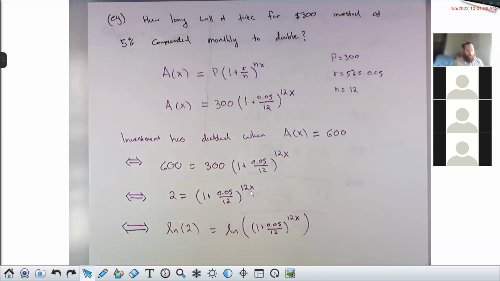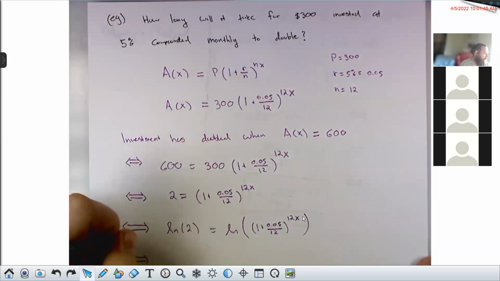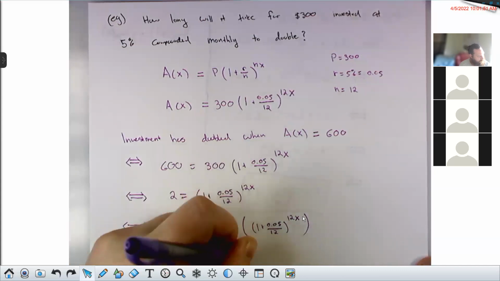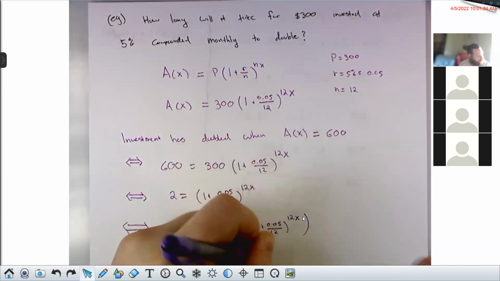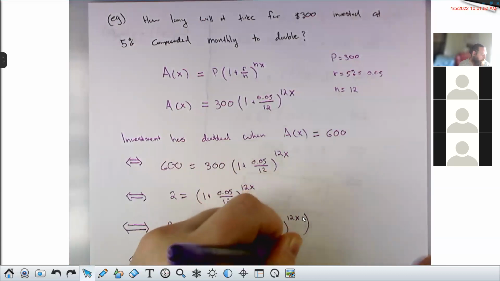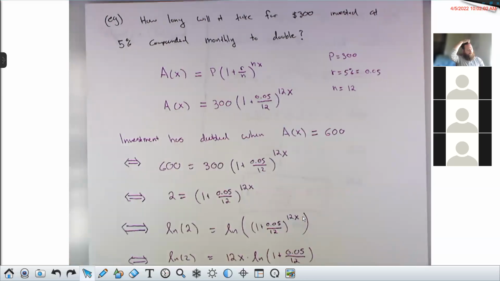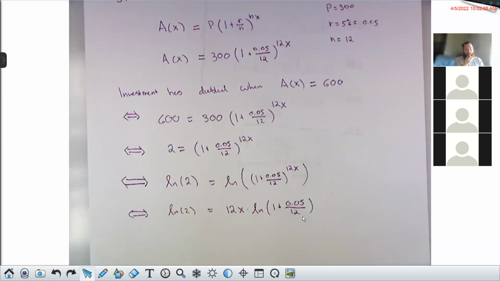On the left-hand side, there's nothing to do. The natural log of 2 is just a number. It's like 0.69. On the right-hand side, I have a log and then a power inside the log, right? Everything in here is being raised to this power. So I can bring that power down in front. The natural log of 2 is equal to 12x times the natural log of 1 plus 0.05 over 12.